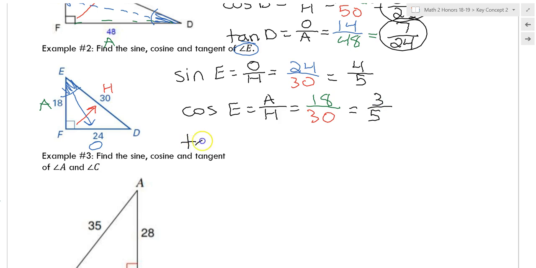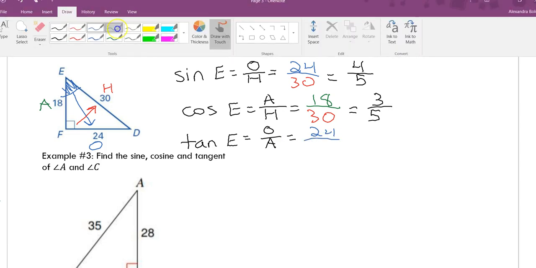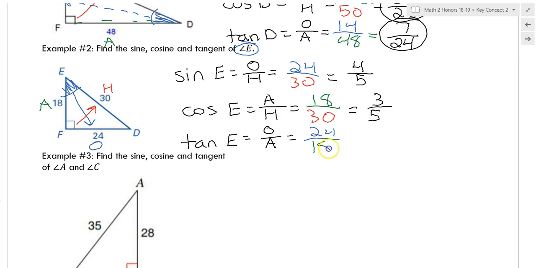And finally, the tangent of E. The definition is O over A. My opposite side, again, is 24. My adjacent side is 18. When I reduce that, again, 6 goes into both of them. I get 4 over 3. So those are my 3 answers for the sine, the cosine, and the tangent.